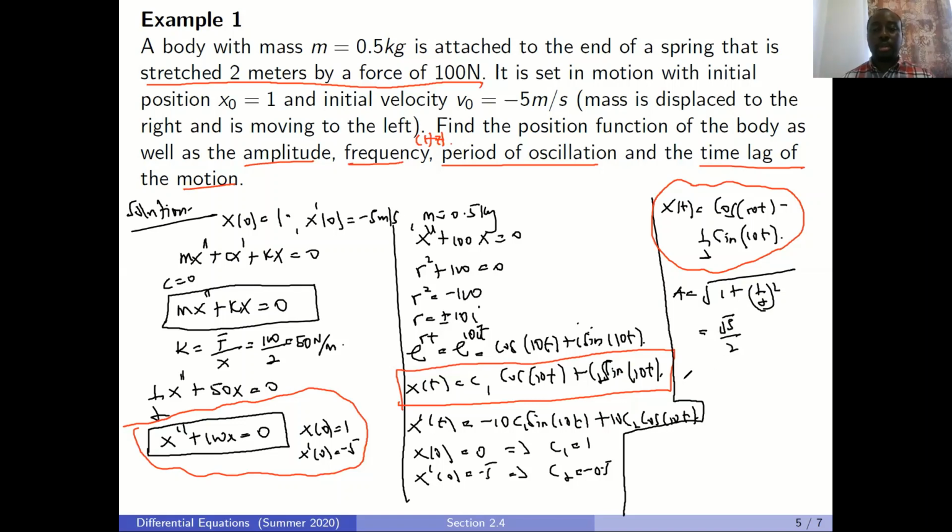So then we can write our x of t as the square root of 5 over 2 out. We can factor that out. We get 2 over square root of 5 cosine 10t minus 1 over the square root of 5 sine 10t.